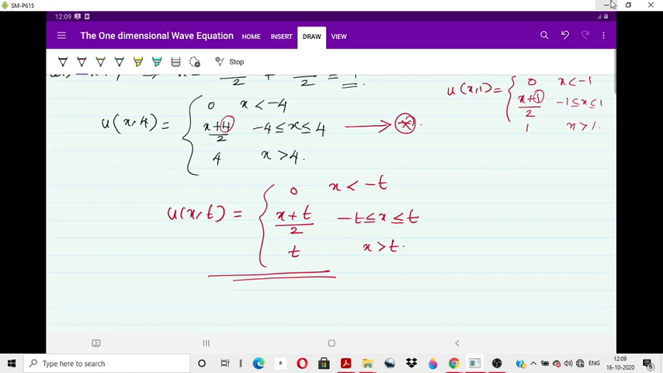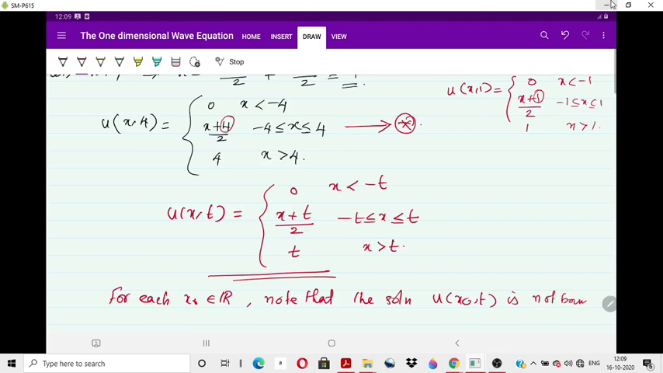And note that for each fixed x naught belonging to R, the real numbers, the solution u(x naught, t) is not bounded. When x is fixed, u(x,t) depends upon the value of t. So even though x naught is fixed, the solution u(x naught, t) may not be bounded.